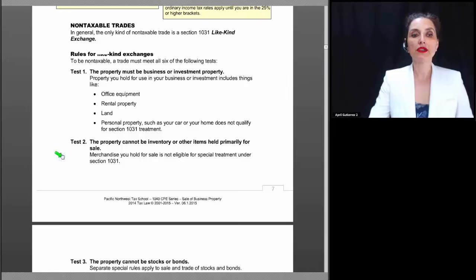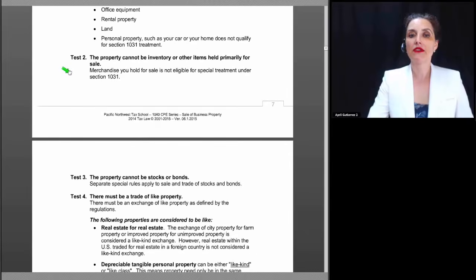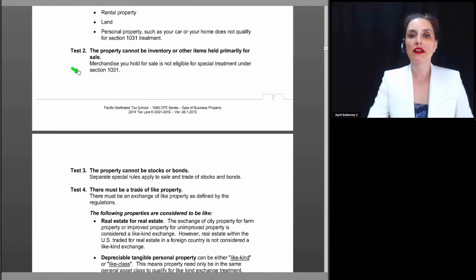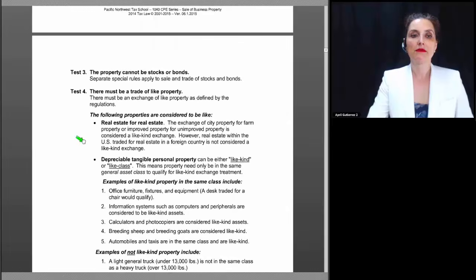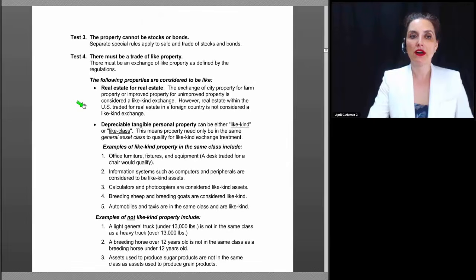Test number 2, the property cannot be inventory or other items held primarily for sale. Merchandise you hold for sale is not eligible for special treatment under Section 1031. Test number 3, the property cannot be stocks or bonds. Separate special rules apply to the sale of stocks and bonds. And, of course, we talked about those in this morning's class. The main thing to watch out for on the sale of stocks and bonds is that you need to report each transaction separately on Form 8949, and you need to watch out for those wash sales, among other things.